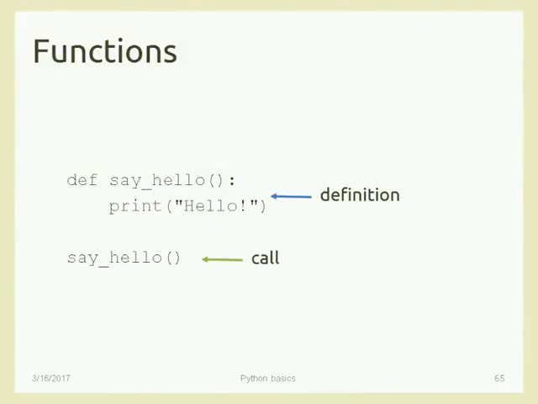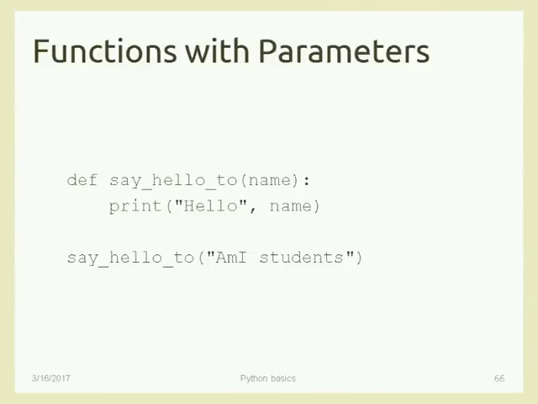You can also, as you imagine, pass parameters to functions. So this is another example, def say hello to name. This parameter will go here, and in calling say hello to AmI students, it will print hello AmI students, because this parameter will be put in the name parameter, and that is this name variable here.